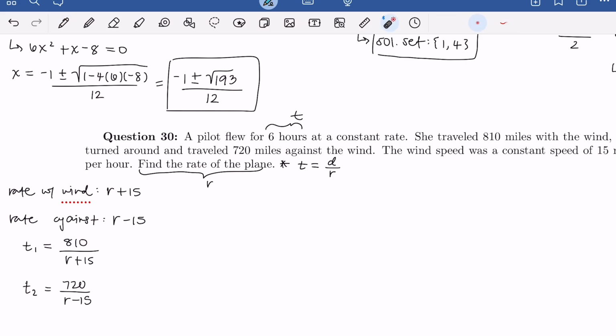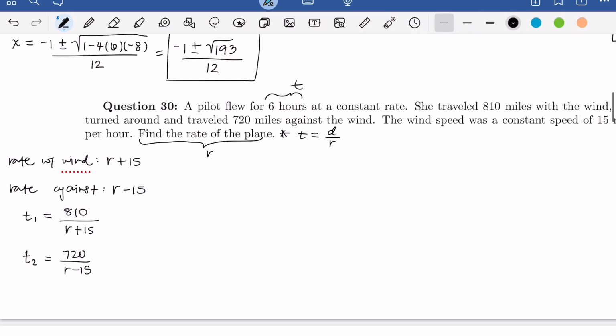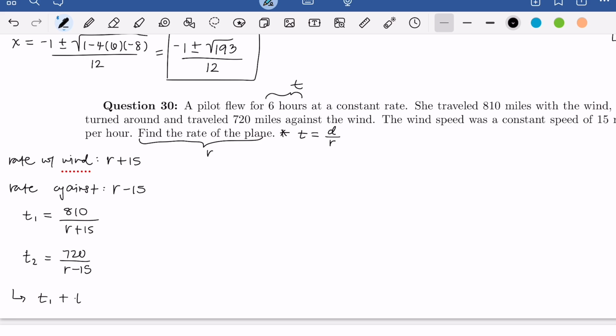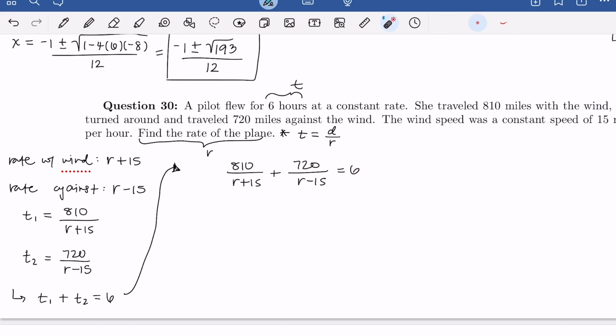Now, like I said, the total time traveling was 6 hours. So this actually means that the first time period where she was traveling with the wind plus the second time period against the wind must be equal to 6 hours. So with this information, we can construct an equation. So let's do that up here. If the first time period plus the second time period is equal to 6 hours, that means this whole guy plus this one is going to be equal to 6 hours. So we're going to have this here is equal to 6. Now, this just becomes a rational equation, and we know exactly how to solve this guy.